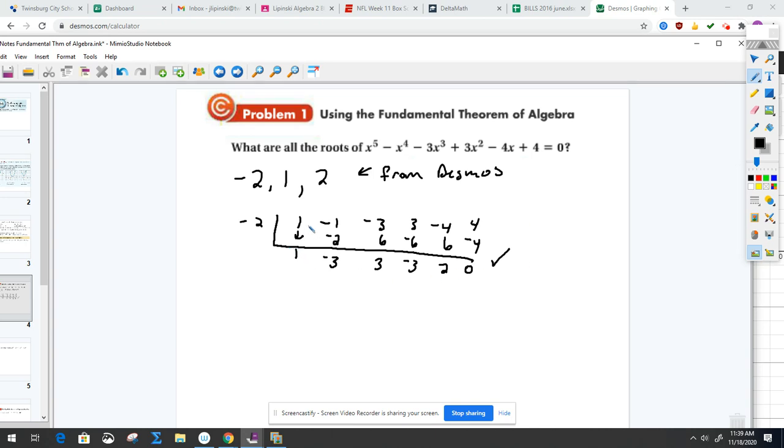Now, I'm not going to rewrite the whole problem. I'm going to work this down. I'm going to do multiple synthetic divisions using the given zeros, okay? So again, I'm going to drop the first term. I multiply, I add down.